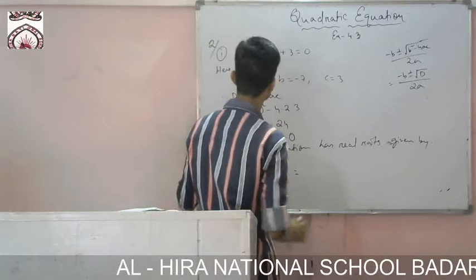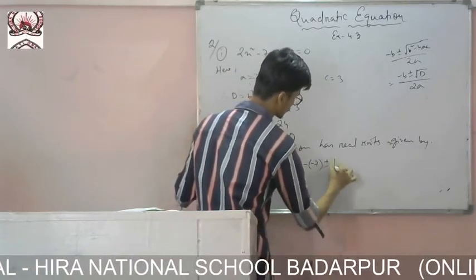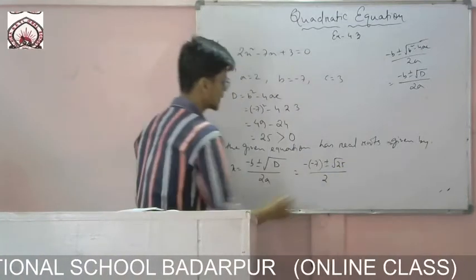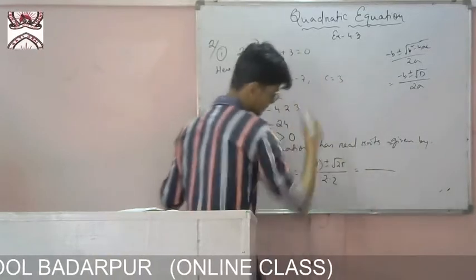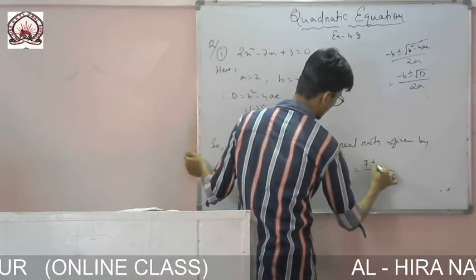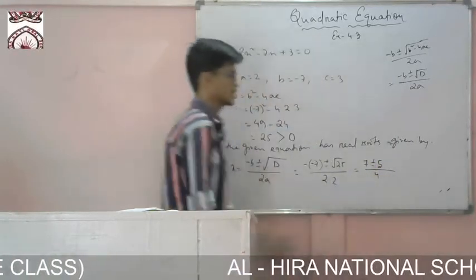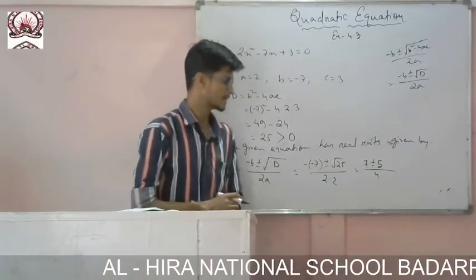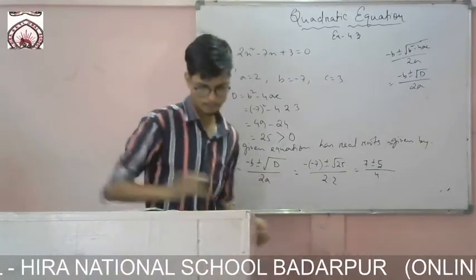Minus b, which is minus 7, so minus of minus 7 plus minus root over D, which is 25, by twice a, that means 2 into 2. Minus minus is plus, so 7 plus minus root over 25, which is 5, and 2 2s are 4. So the value of x is 7 plus minus 5 by 4.